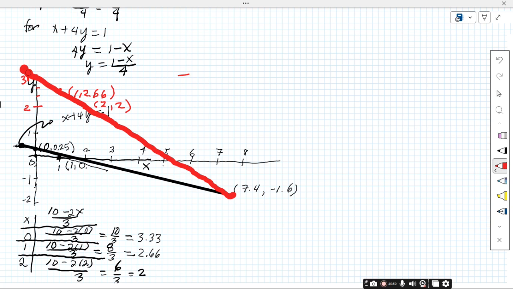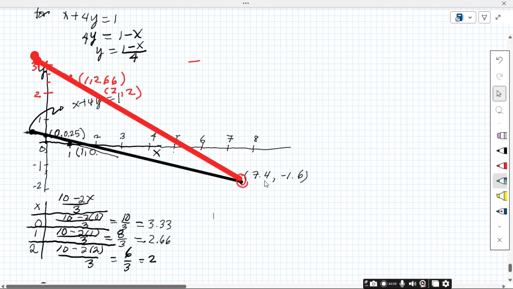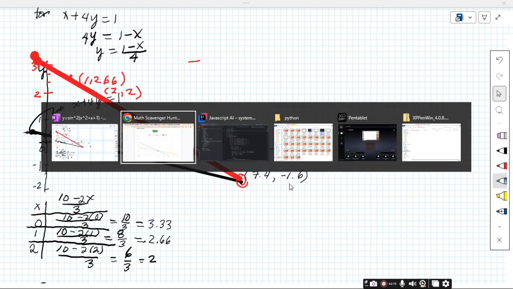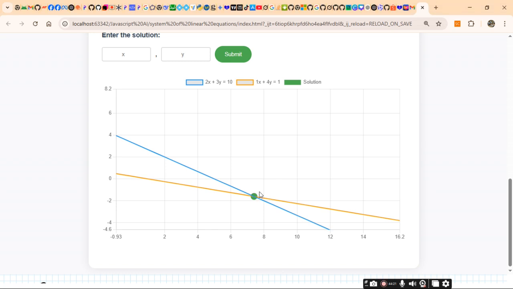Alright, so we observe the intersection. The intersection here is 7.4 and negative 1.6. And let's mark what the program that I have written has shown us. The intersection is truly at 7.4 and negative 1.6. Let me show that to you again. So here, that is 7.4 and negative 1.6.